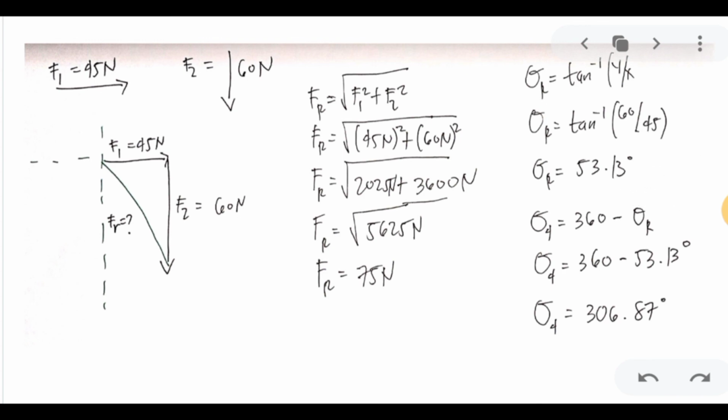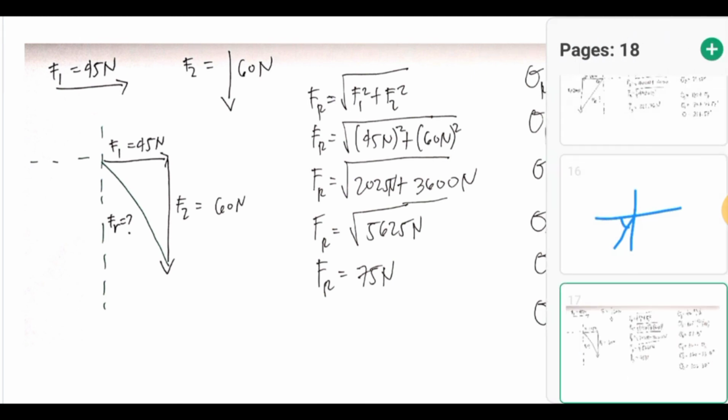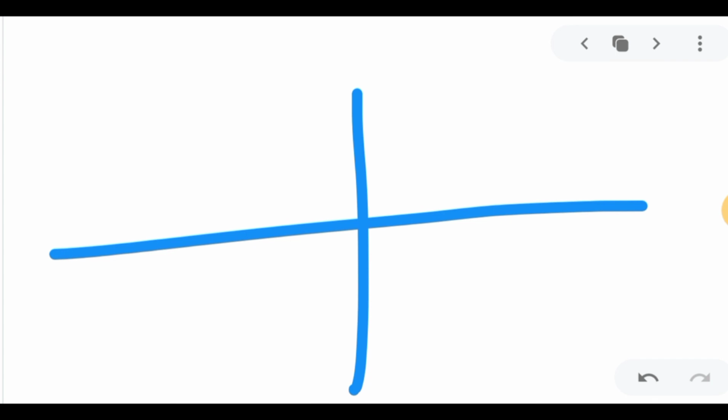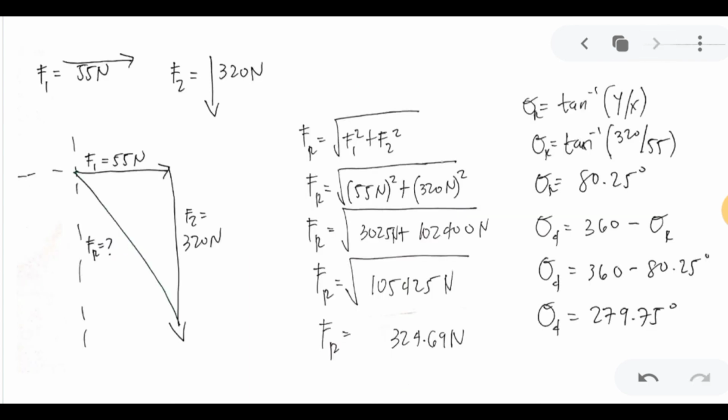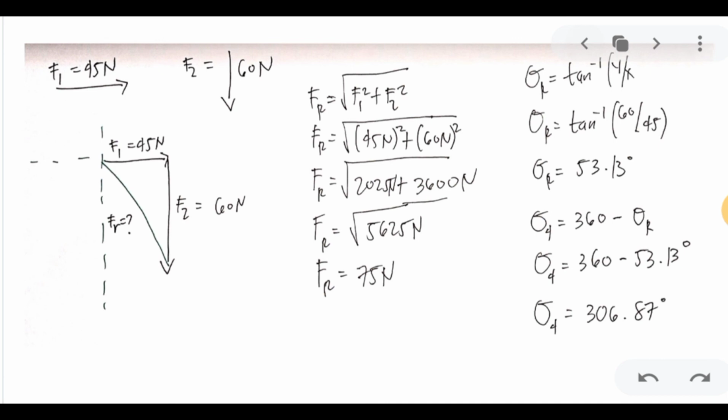To find the direction on quadrant 4 vectors, you have to do 360 minus the reference angle, which is 53.13. Subtracting that, that is 306.87. Now, if you will plot that on the Cartesian plane, on the fourth quadrant, that is here, 306, this way, here. That is the direction. So therefore, that is 75 Newton at 306.87 degrees.